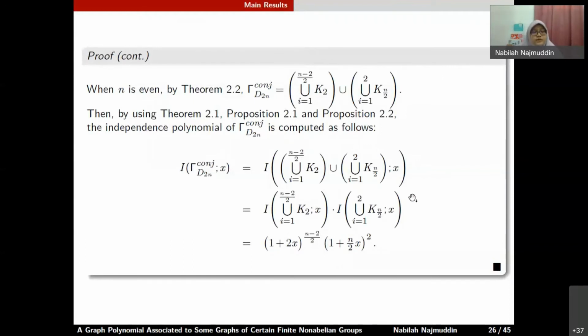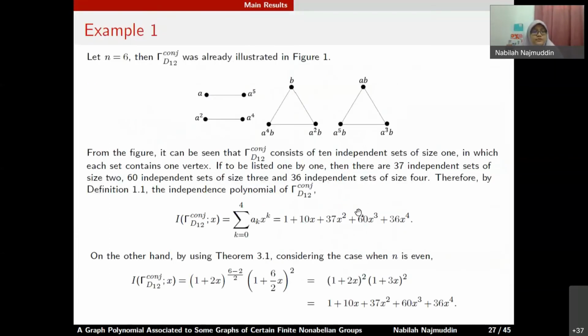For example, to see more clearly, this figure I have illustrated as figure 1. Okay, when n equals 6, we have the dihedral group of order 12, and this is the conjugate graph of D12. It has 10 vertices, meaning each vertex belongs to an independent set of size 1. So because we have 10 vertices here, we have 10 independent sets of size 1.